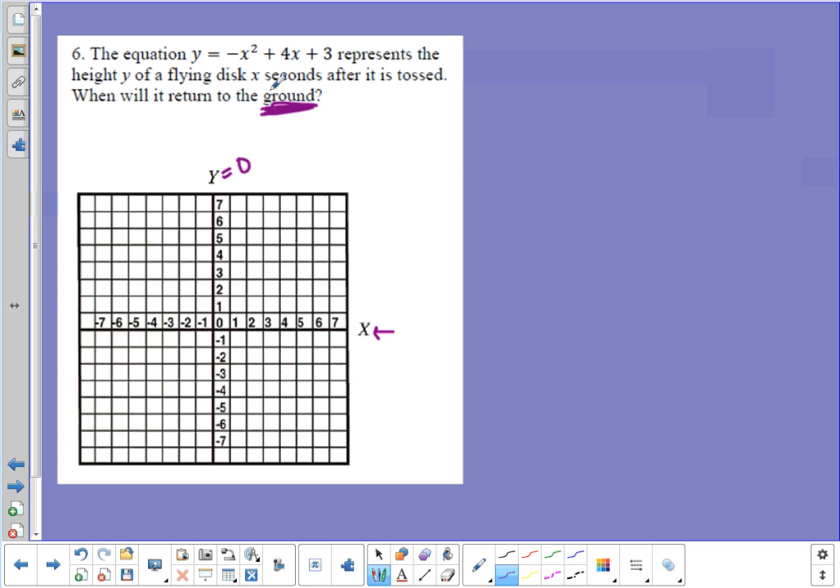So that's what ground means, is y equals 0, and I want to know when that graph is going to hit the x-axis. But I have to actually put the graph on the coordinate plane to see that. So that's what I'm going to do. I'm going to start by finding the vertex like I always do.